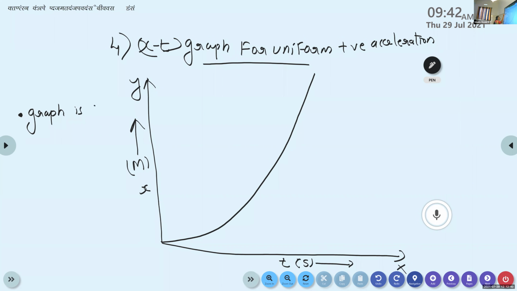The graph is always a curved line. Position time graph for uniform positive acceleration: the graph will be a curved line.